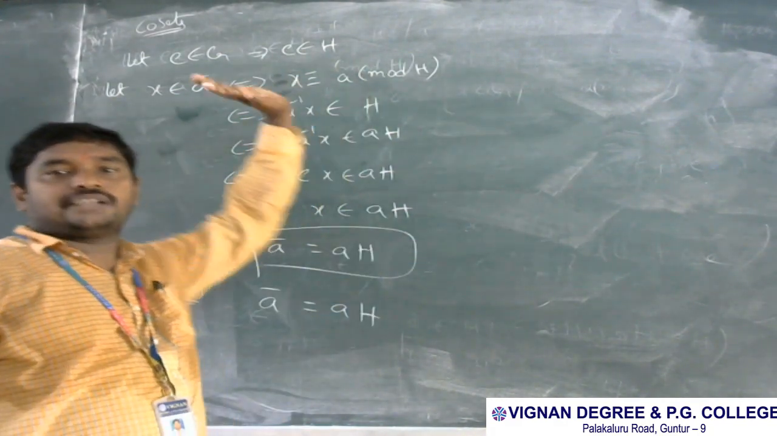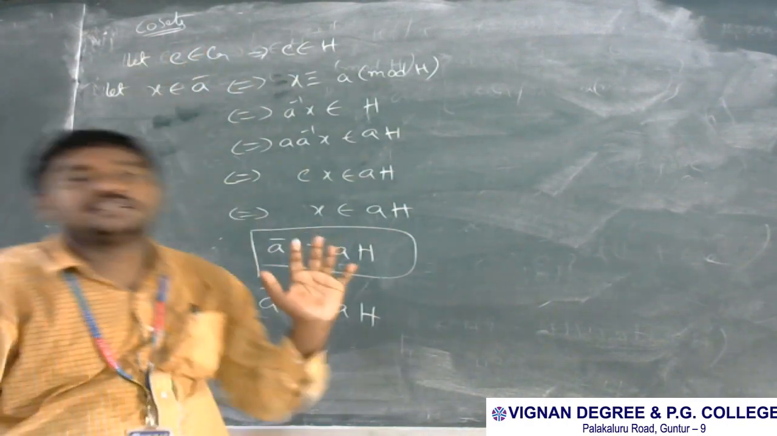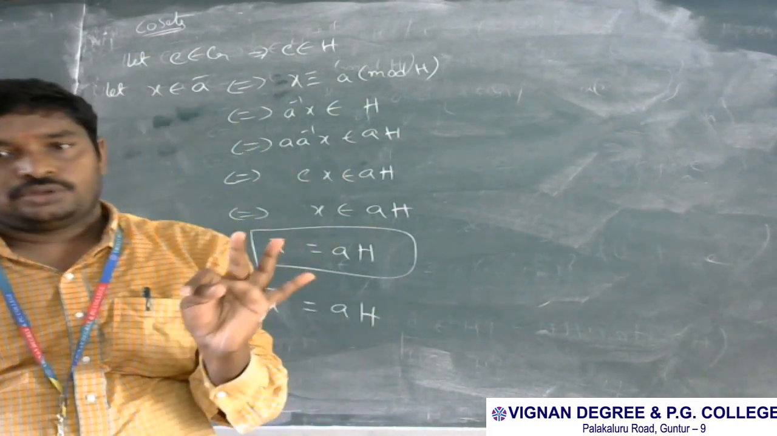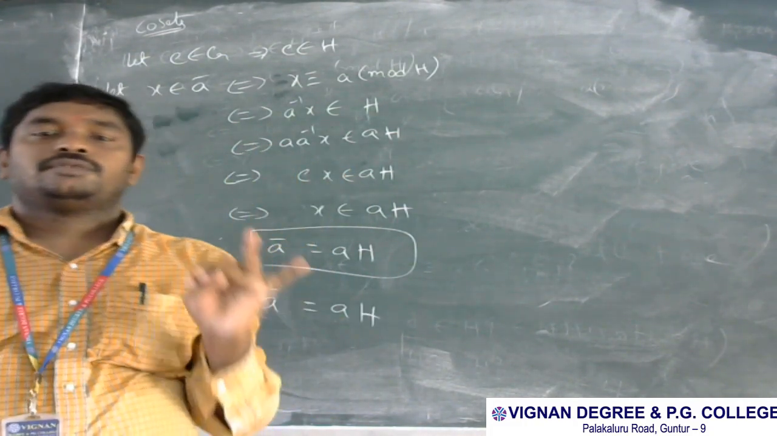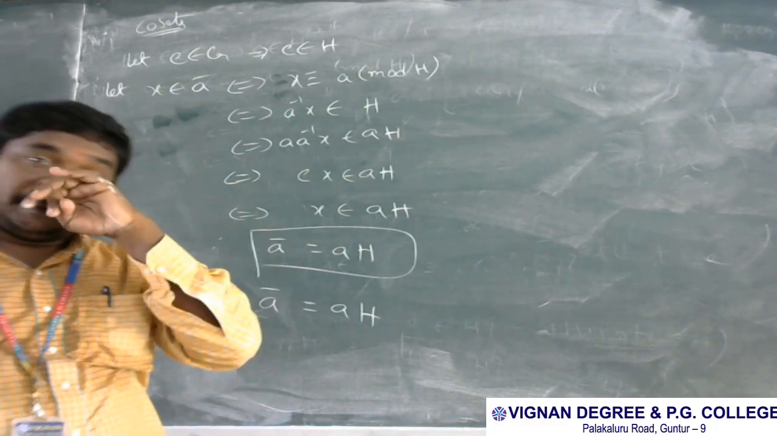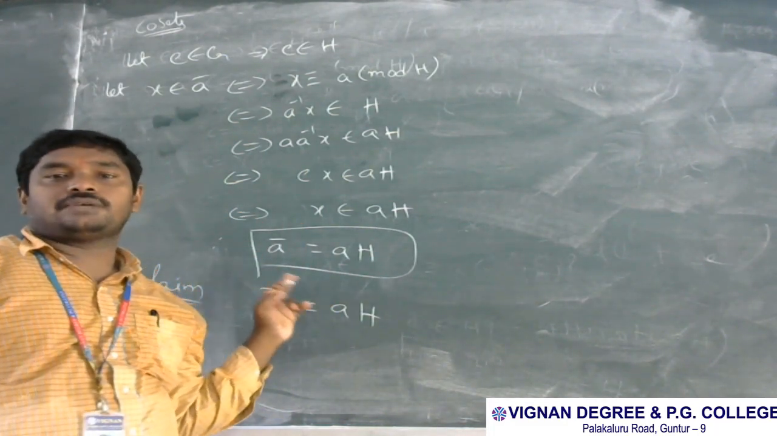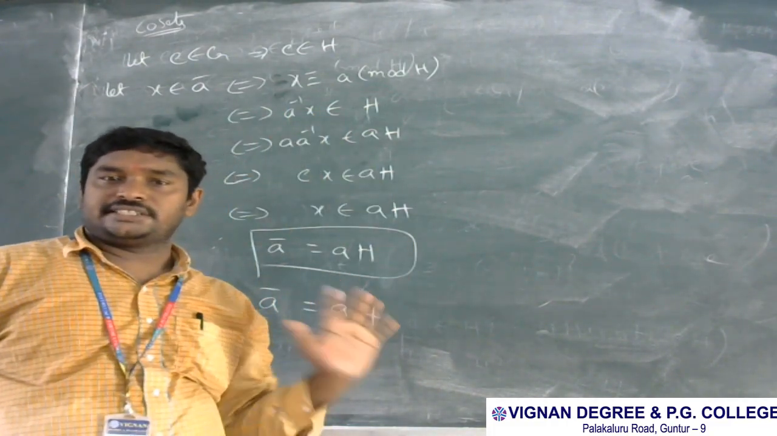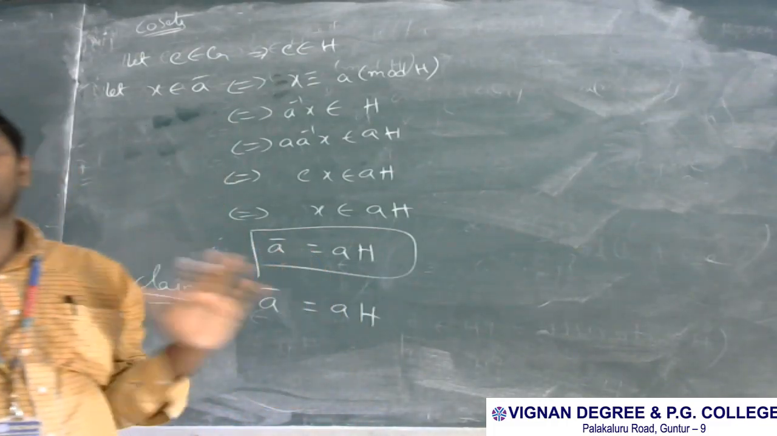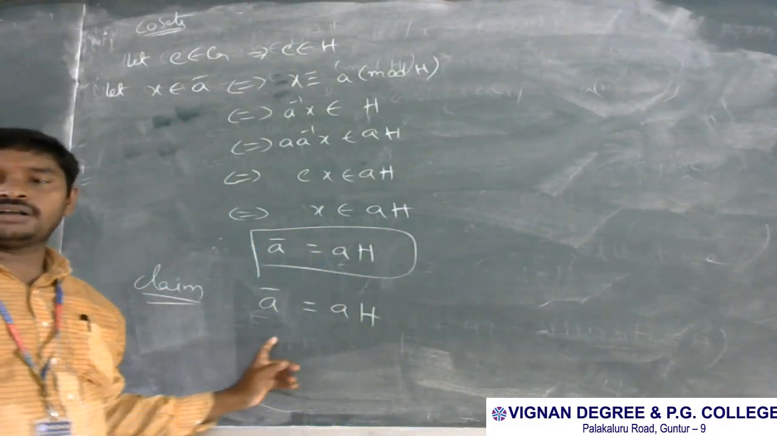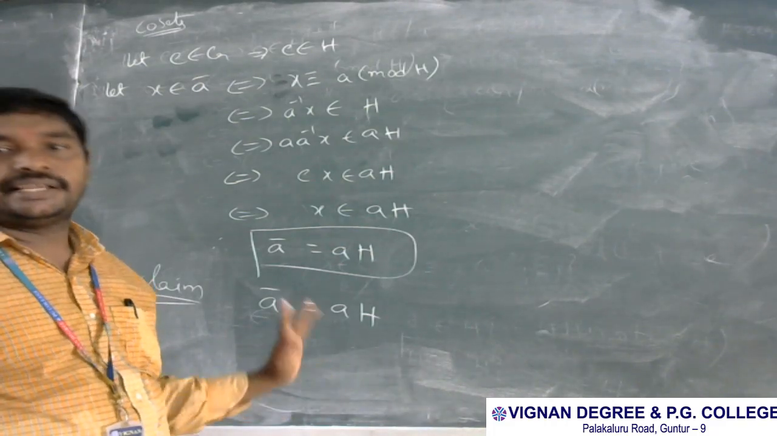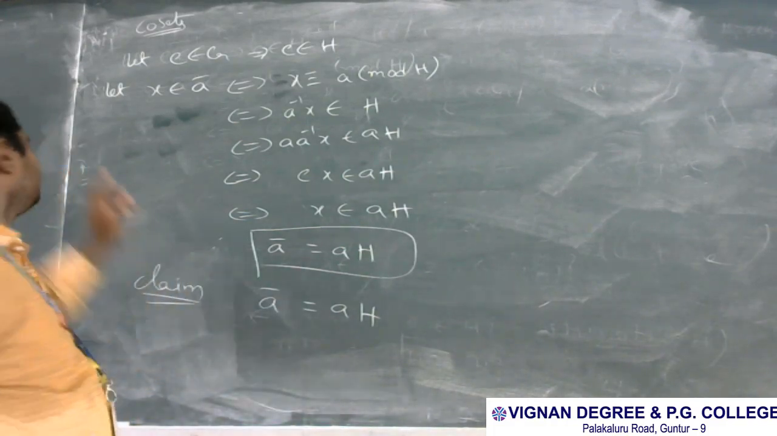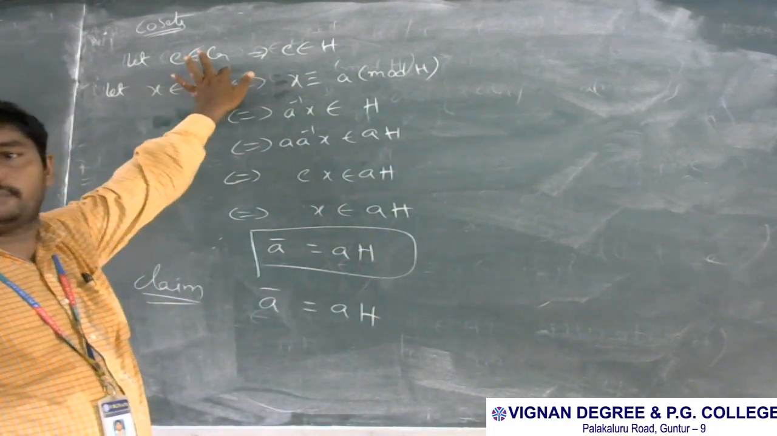See once again. What does the theorem contain? The theorem is given as: first, capital G is a group and capital H is a group, H a subgroup with respect to dot, and a belongs to G. A bar equals the set of x belonging to G such that x is equivalent to a mod H. This is how the theorem statement reads. Now what do you have to prove? Claim: A bar is equal to aH. You have to prove A bar is equal to aH.